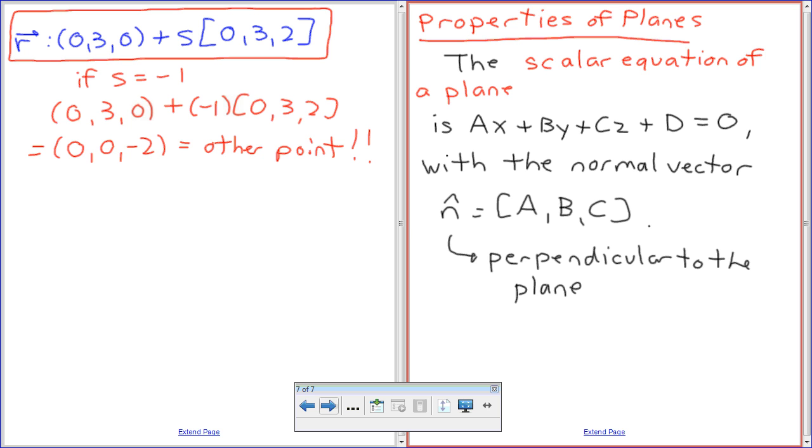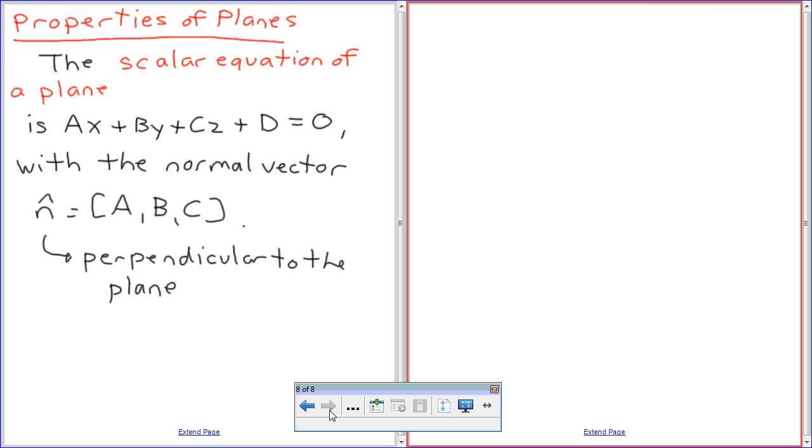You guys, stay in the zone, please. How do you find a normal vector? Okay, guys, stay with me here. Come on, what's a normal vector? Something equals normal vector.